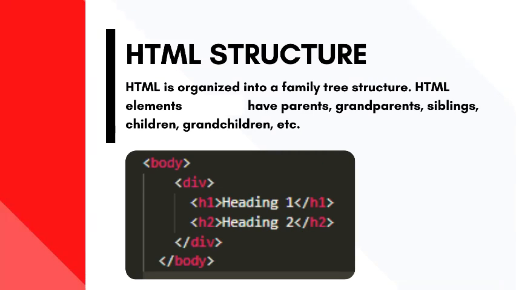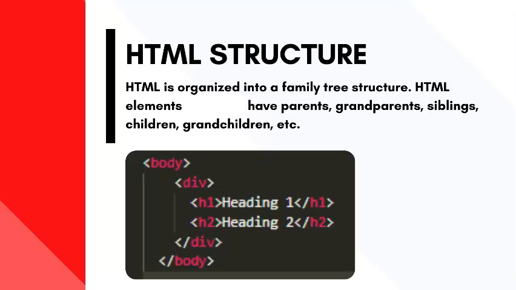HTML structure. HTML is organized into a family tree-like structure. You can think of HTML elements having parents, grandparents, siblings, children, grandchildren, etc. So let's see. There's the body element. Inside the body element, there's the div element. Inside the div element, there are two elements, which are heading 1 and heading 2.